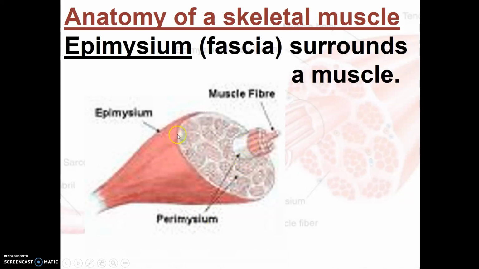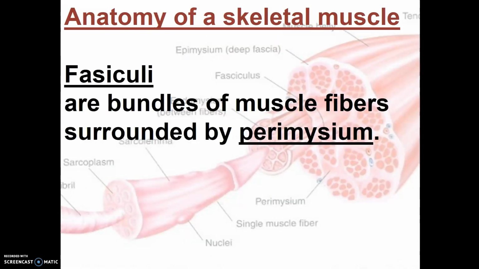It's the same material, a connective tissue, but it surrounds those bundles and insulates them, like the cord does around a bunch of copper wires carrying electricity. So the fasciculi are the bundles of the muscle fibers surrounded by the perimysium, and the background picture shows it beautifully.